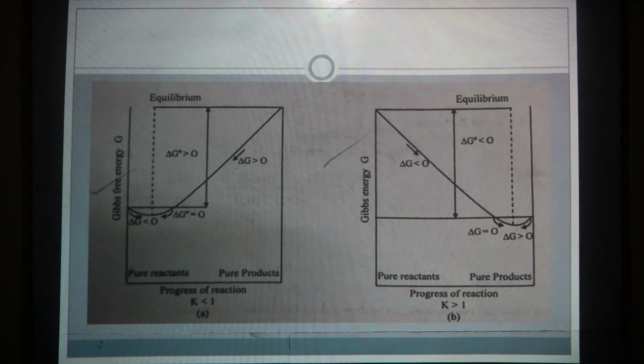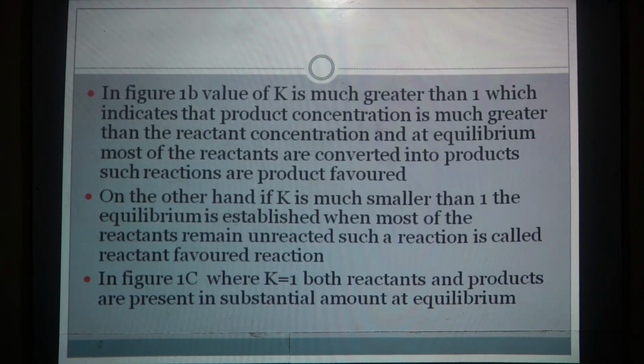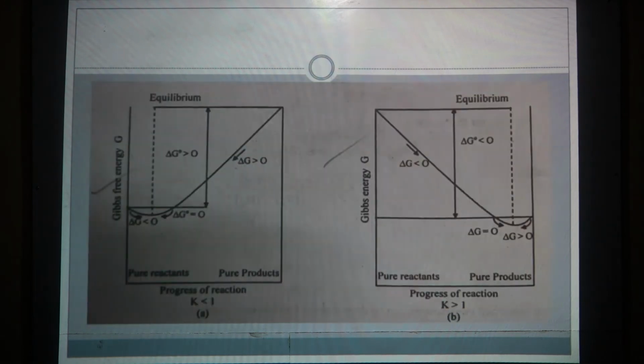See here in the first diagram, A, the progress of reaction, pure reactants and pure products. In the second diagram, products are in greater proportion, and here reactants are in greater proportion. And at equilibrium, both are nearly equal. See this diagram: the variation of Gibbs free energy of a reaction mixture with progress of the reaction. Pure reactants on the left and pure products on the right. In figure B, the value of K is much greater.